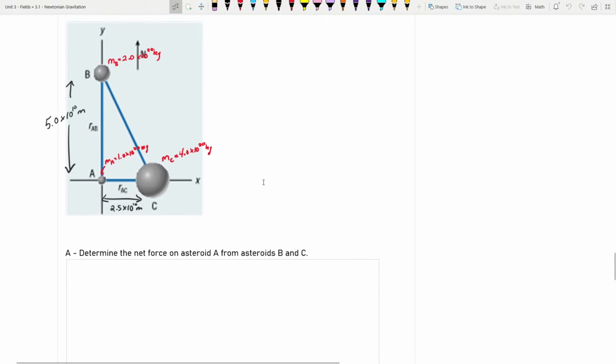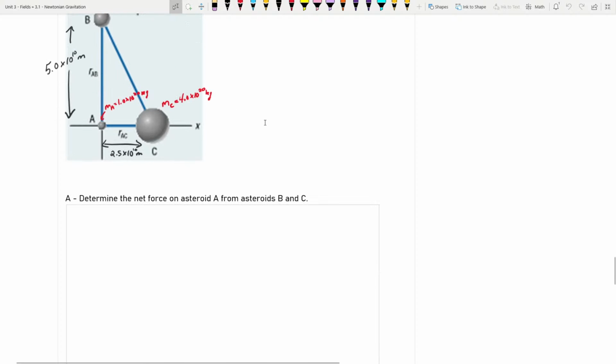So determine the net force on asteroid A. It's not some big deal. You're just going to have to find the effect of B on A and the effect of C on A, and then you're going to have to add them together. So you can see that we're going to get two forces.